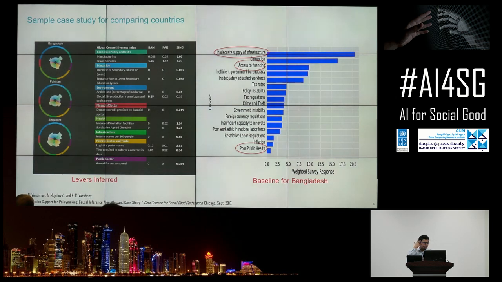if you look at this particular result here, which we got, I'll explain the setup for this. We took data of several economies, and I have just indicated 3 countries here: Bangladesh, Pakistan, and Singapore.